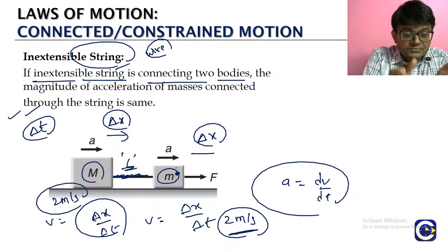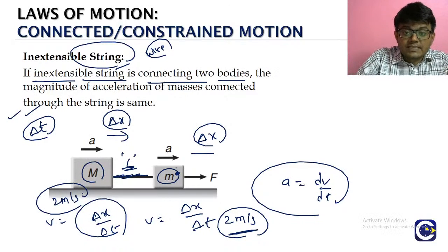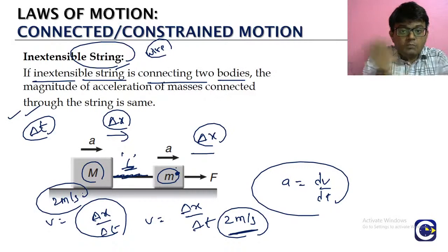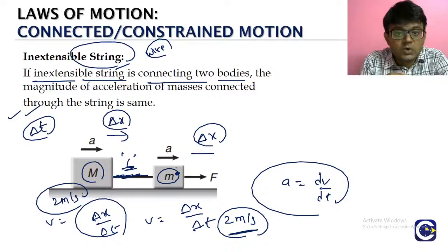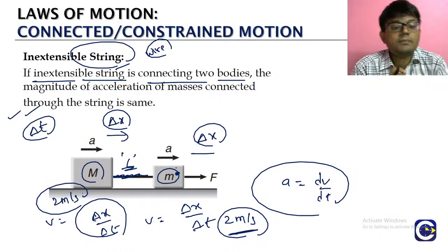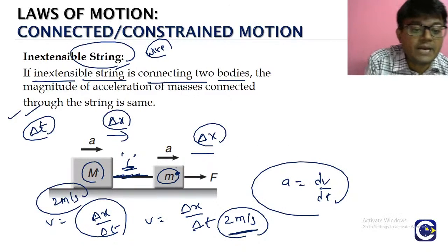It means what? The front side block will have to move higher displacements in a given time. If that is the case, what should be happening? The rope must be getting extended, right? But our assumption is what? Rope cannot be extended. Means at whatever rate the small m velocity is changing, at the same rate the velocity of capital M also should change. Means what? The acceleration of the small m and capital M must be the same.